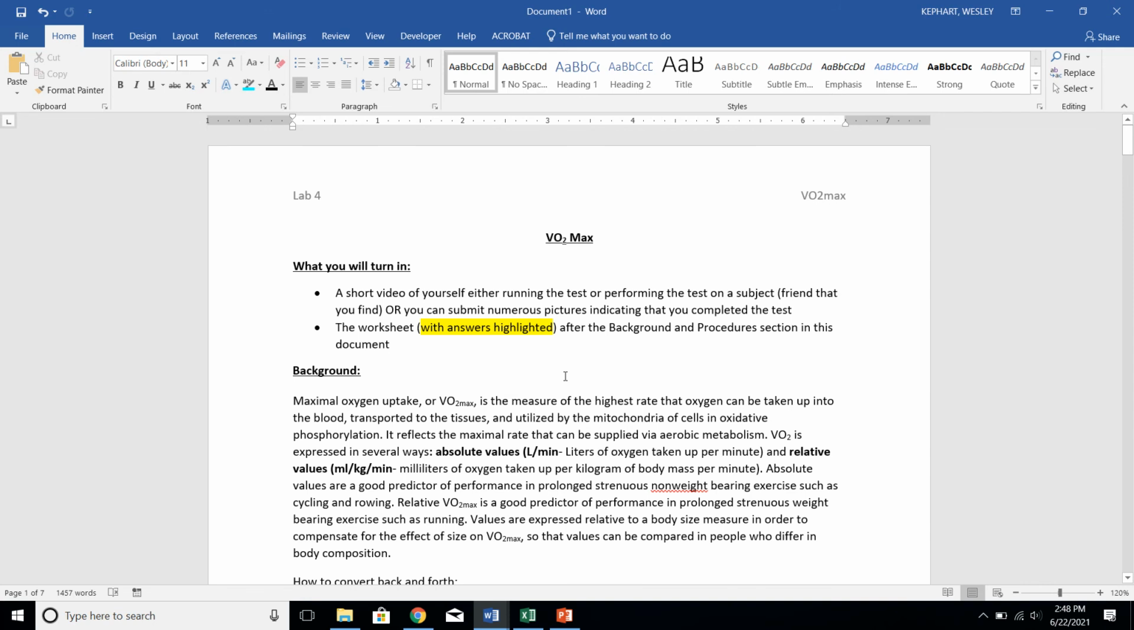So VO2 max, take videos, pictures, all of those things. Prove to me that you're doing these tests. And that is it.